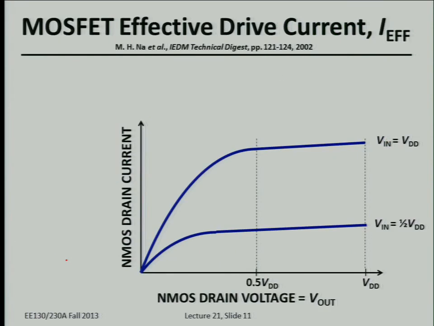Okay, the reason I'm going through this is because this determines how fast a CMOS circuit or a digital logic circuit works. So now let's just look at a single one. Okay, let's go back.